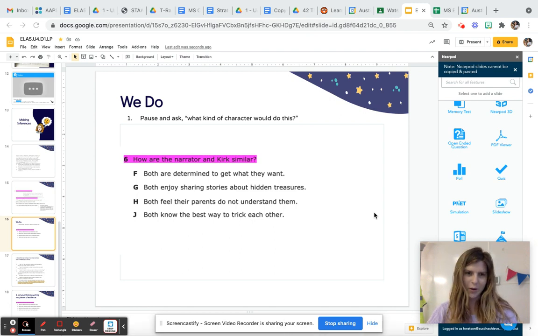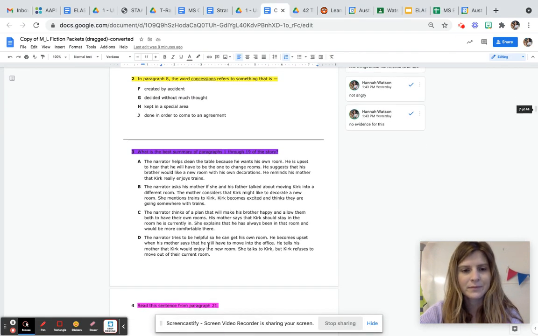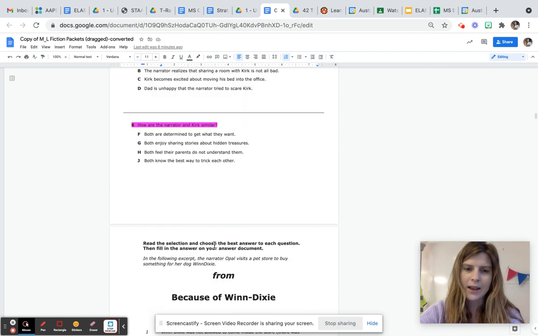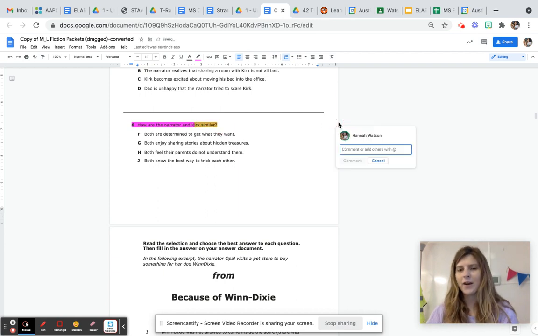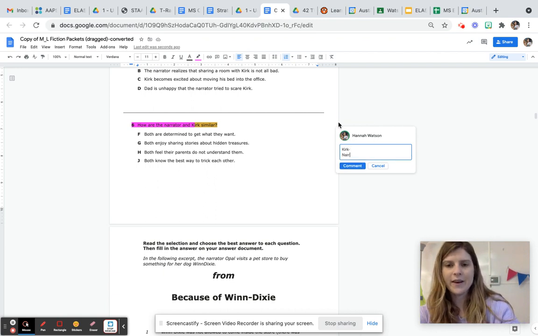So we're going to do step 1 and pause and ask what kind of character would do this. So if you're in person, you're going to find question number 6 and then write what kind of character Kirk is and what kind of character the narrator is. If you're a distance learner, you're going to go to question 6. Okay, and you're going to use that comment function, highlighting this question, adding a comment, and write what character Kirk is and what kind of character the narrator is.